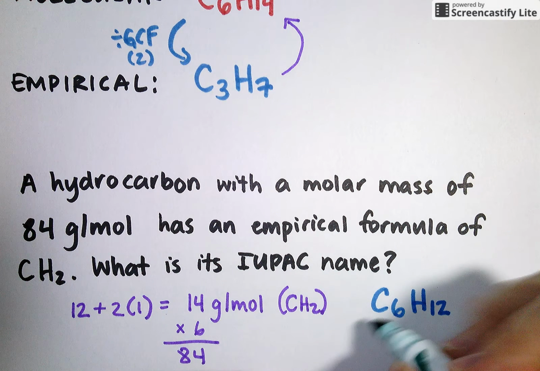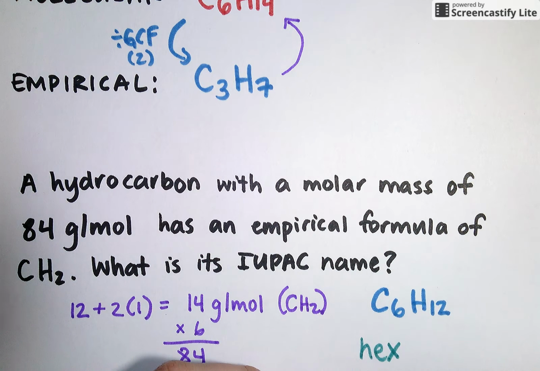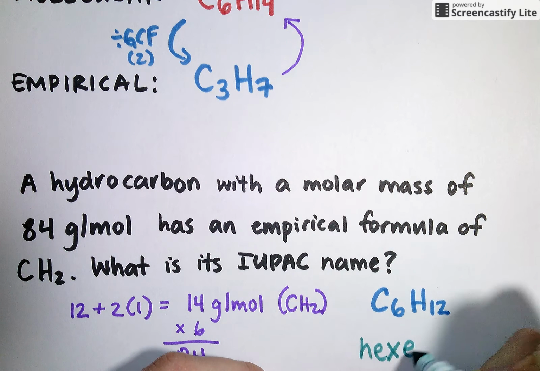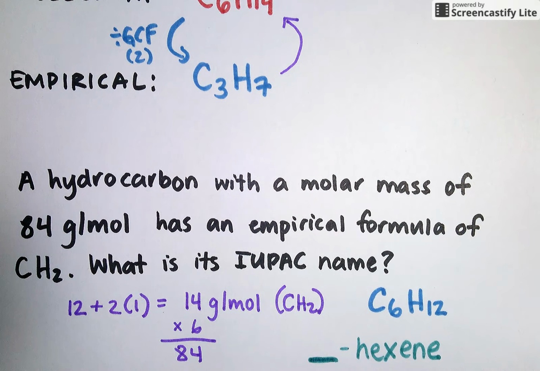So 6 carbons is hex, and then knowing that it's an alkene makes it an -ene. The only problem with this name is that I don't know exactly where the double bond is, so technically this is kind of a trick question. There's going to be some number out in front. We would have to be given a little bit more information to figure out what that number might be. But that's the general idea.